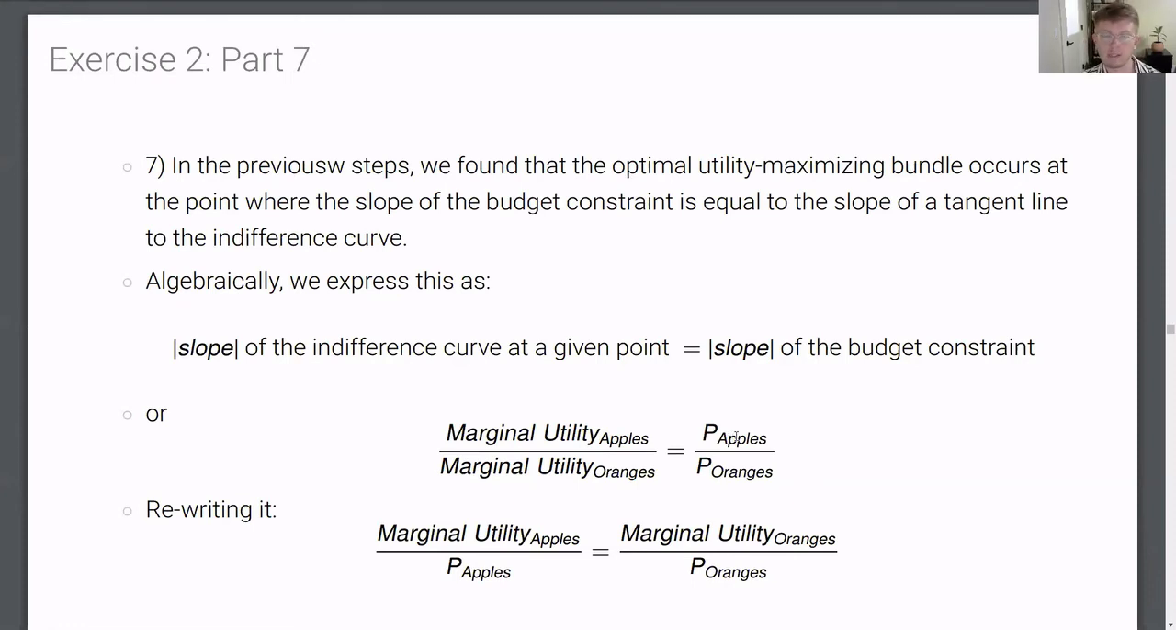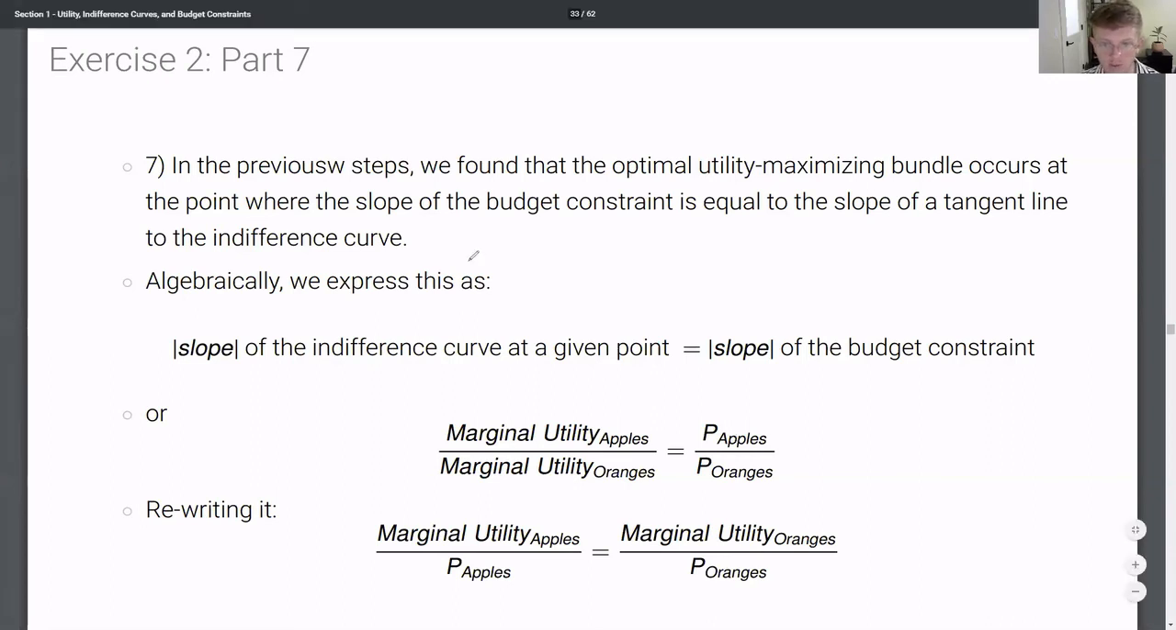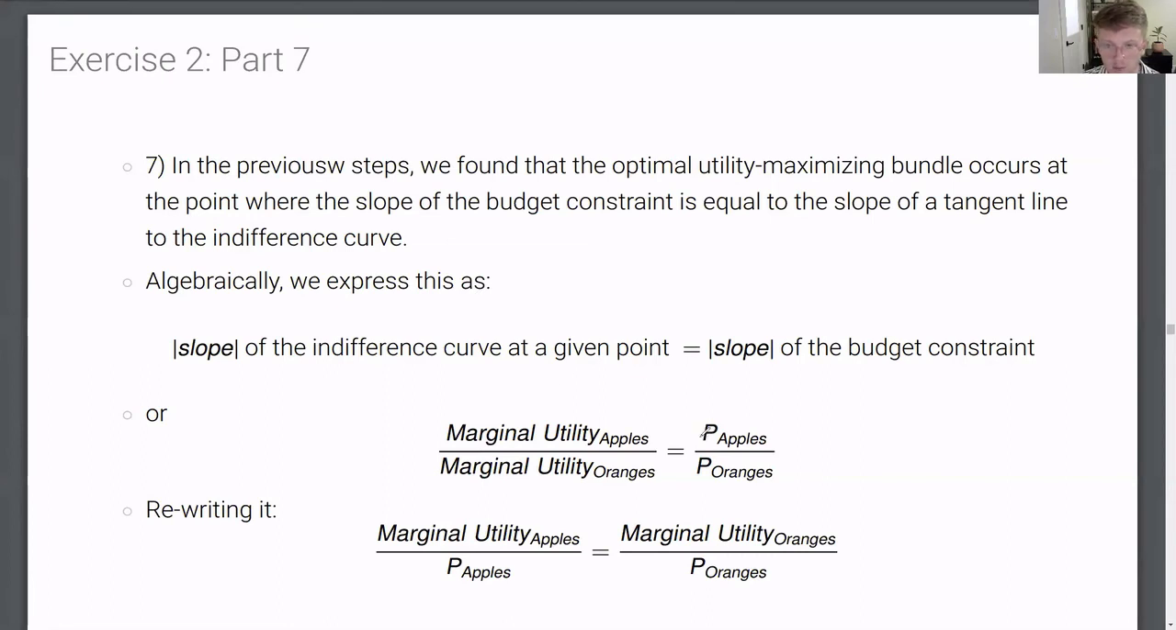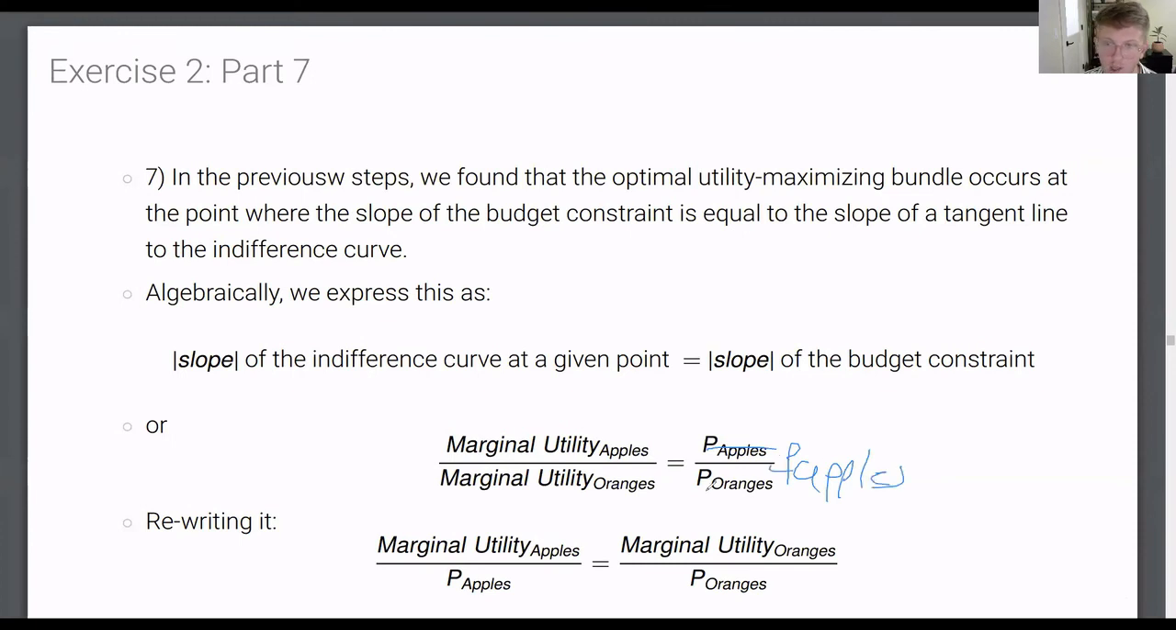So rewriting this, what we have is if we simply divide by P apples on both sides, and we cross multiply, so we multiply by MU oranges, these cancel, and so what we get is the expression below, where the marginal utility of apples over the price of apples has to be equal to the marginal utility of oranges over P oranges.